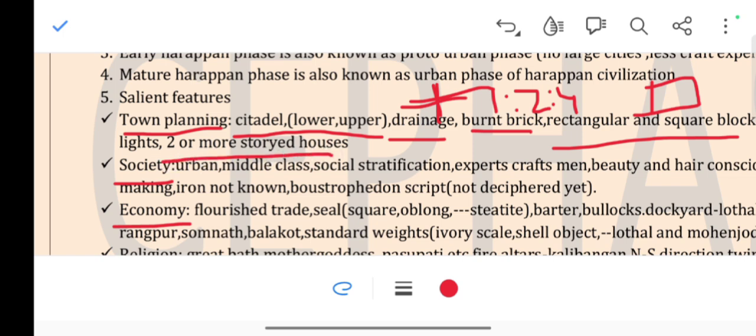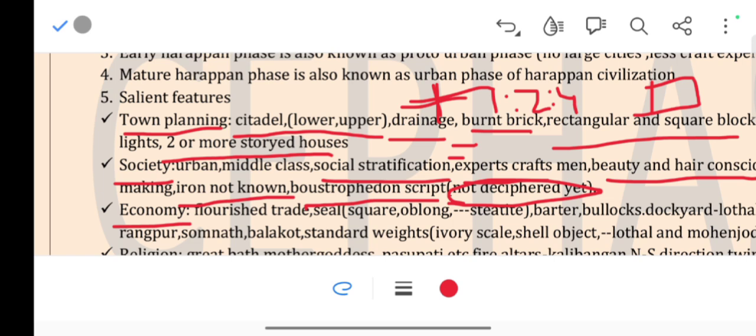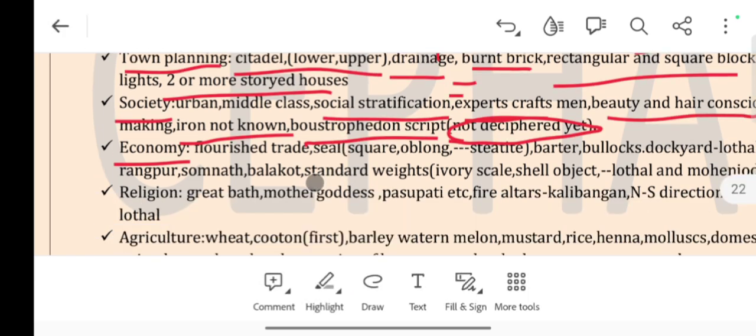Society is mainly urban, middle class, and social stratification is there, that means the difference between poor and rich. Expert crafts are there, and men and women both are very fond of beauty and hair conscious. They didn't know about iron. The script is Boustrophedon script, that means it is written left to right and right to left alternately. It is not deciphered yet. It is very important. Standard weights are found in Lothal, along with an ivory scale and shell object, which archaeologists found.